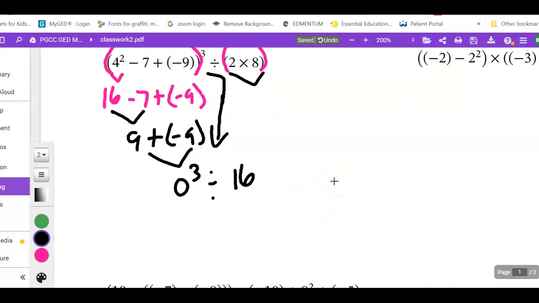Now you know 0 times 0 times 0, that's going to give me 0. Divided by my 16, guess what? That's not going to work out. My answer here, 0.